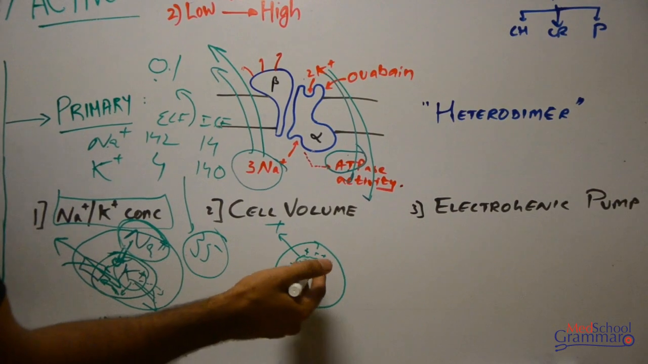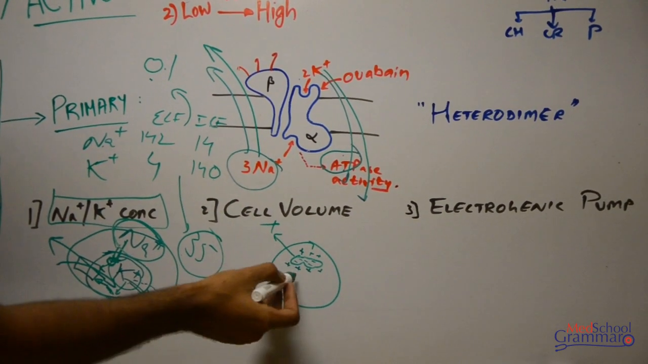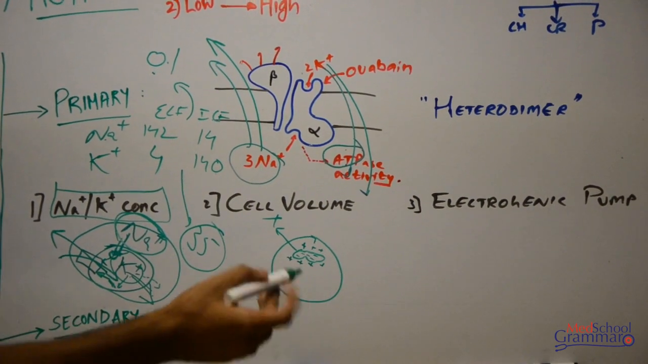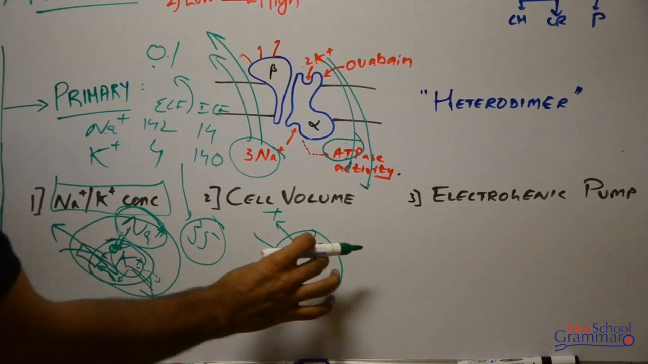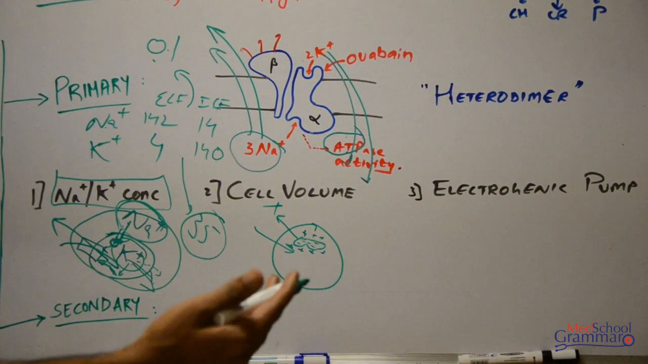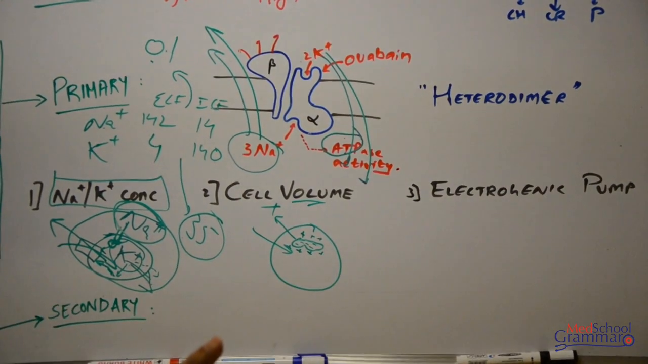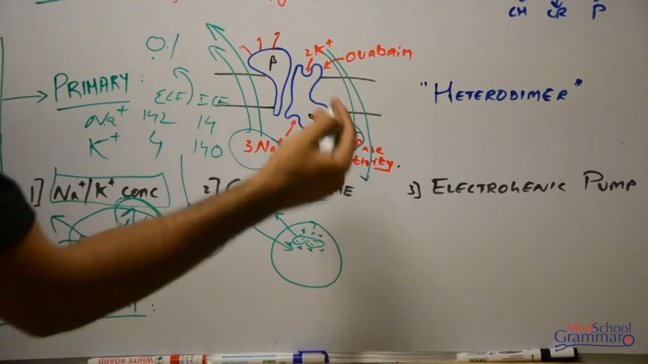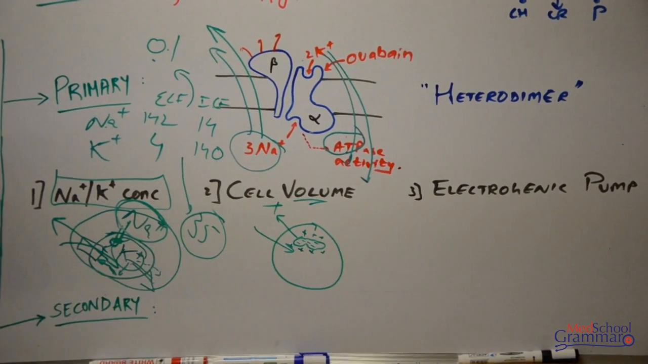So if the number of ions within the cell increases, this causes increased osmotic pressure, so water will move in, right? So if water moves in, this cell will start to swell. Its volume will be disturbed and eventually the cell will burst. So the sodium potassium pump plays a very important role in maintaining the cell volume and prevents it from bursting.